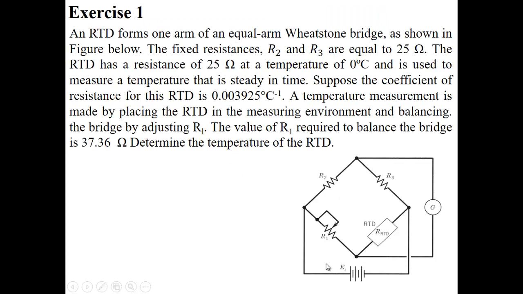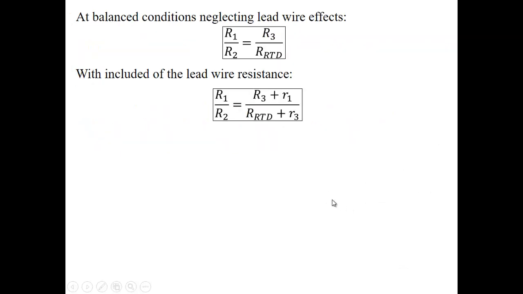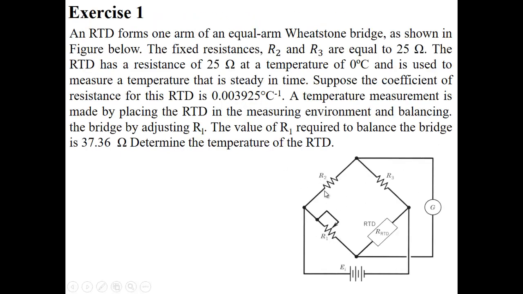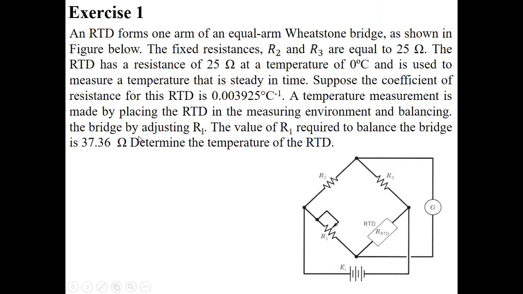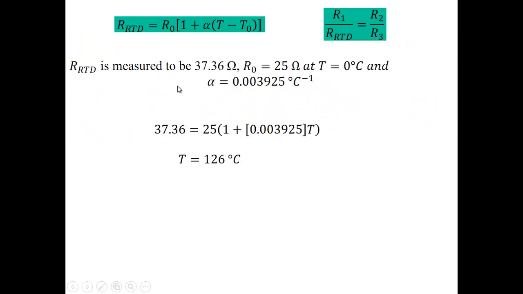So the relationship is R1 over R2 is equal to R3 over R_RTD. Okay, you know how to get the relationship, right? So this is given to you. R_RTD is measured to be 37.36 ohm, as mentioned here. And then R naught is 25 ohm at T naught equal to 0 degrees, and alpha is given to you. So just use directly the equation given to you.